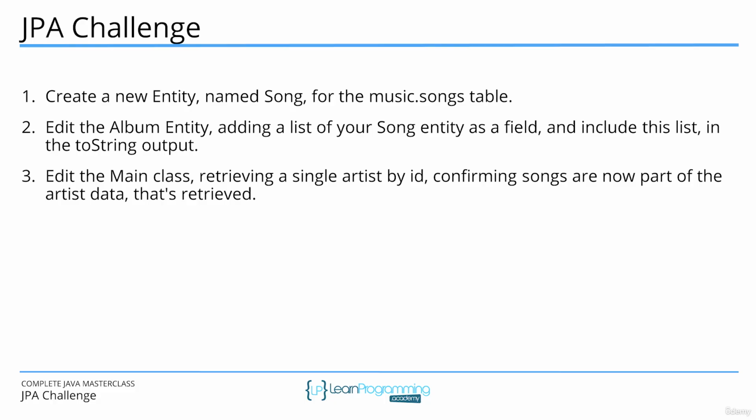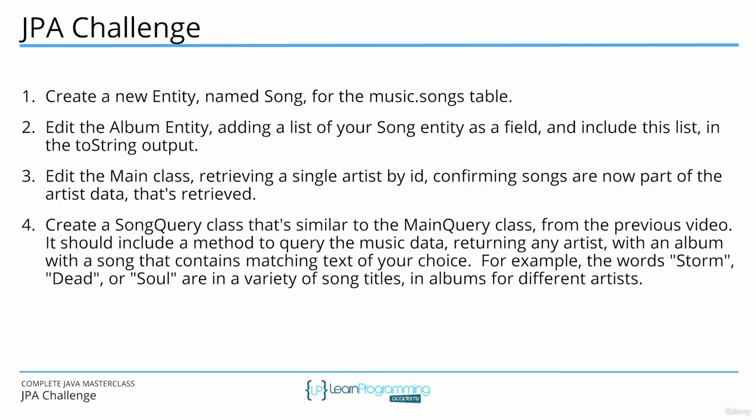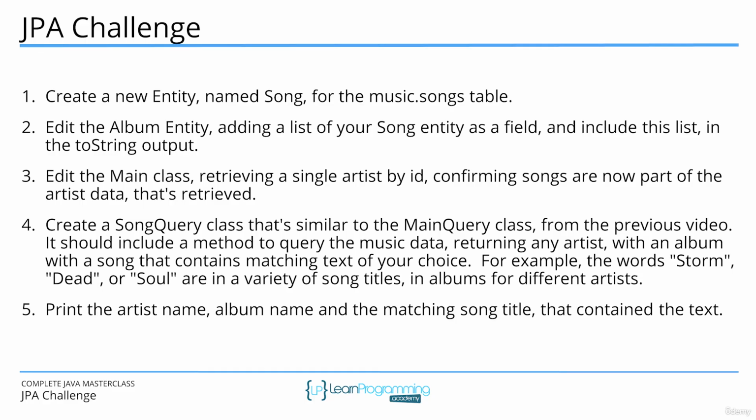After this, I want you to create a song query class that's similar to the main query class from the previous video. It should include a method to query the music data, returning any artist with an album with a song that contains matching text of your choice. For example, the words storm, dead, or soul are in a variety of song titles in albums for different artists. Print the artist name, album name, and the matching song title that contain the text.